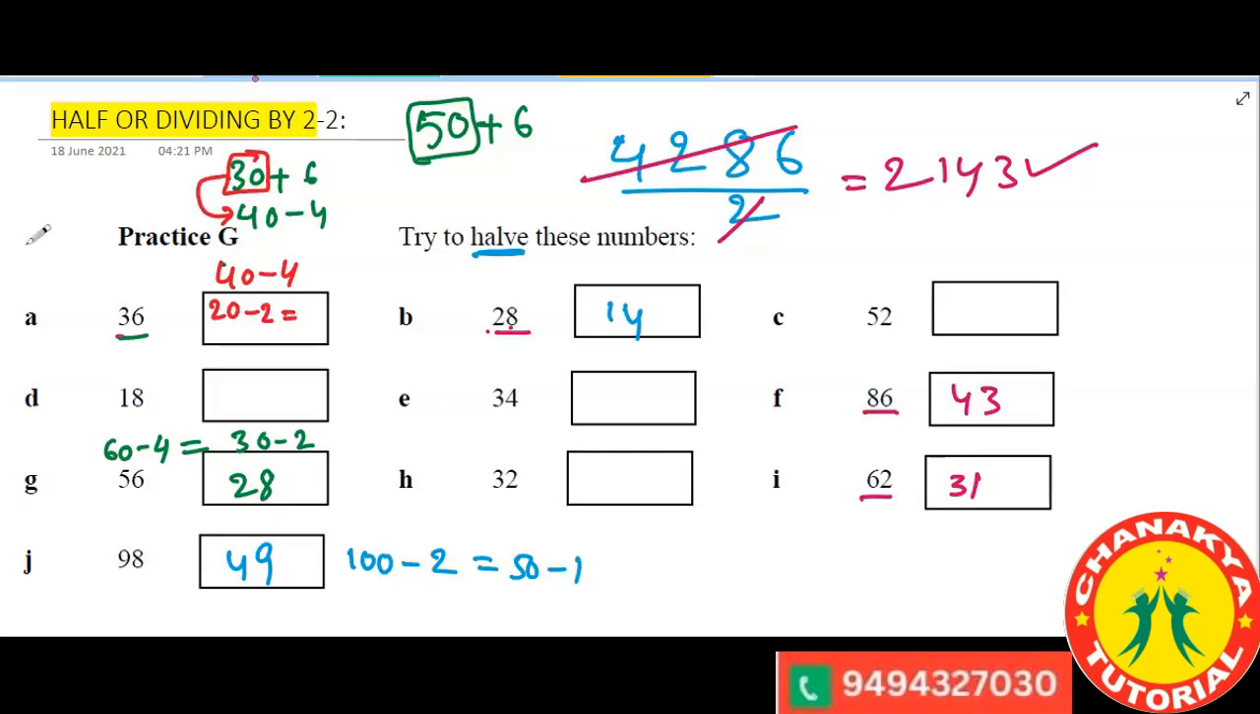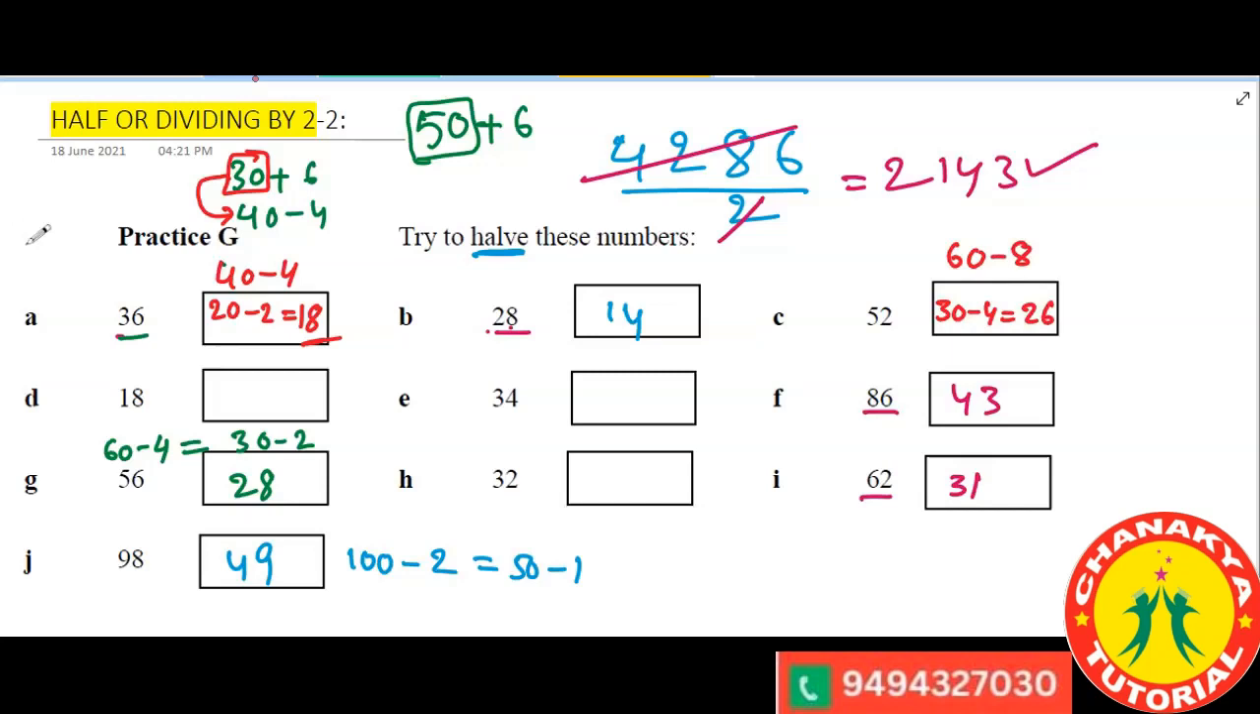Wait, no, sorry, 18. Okay. And Ashutosh, C. C we can take as 60 minus 8, which equals 30 minus 4, which equals 26. Correct.